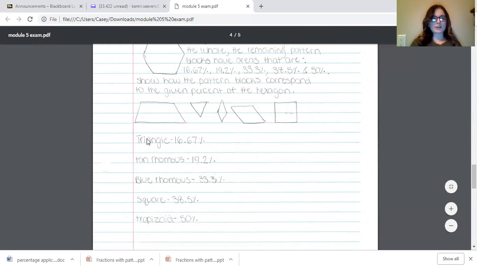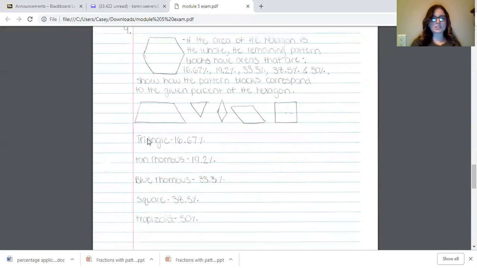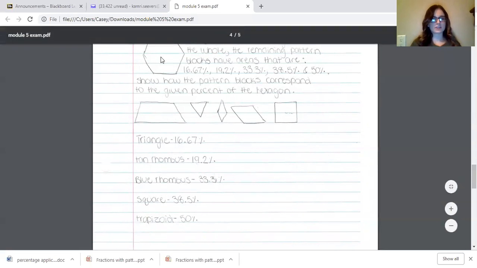So the triangle would be 16.67% of the hexagon. The tan rhombus would be 19.2% of the hexagon. The blue rhombus would be 33.3% of the hexagon, which is the bigger rhombus. The square would be 38.5% of the hexagon, and the trapezoid right here would be 50% of the hexagon, since it covers half of the hexagon.